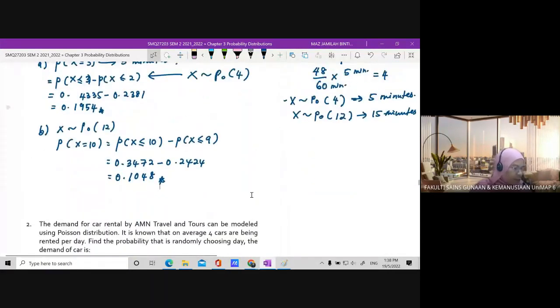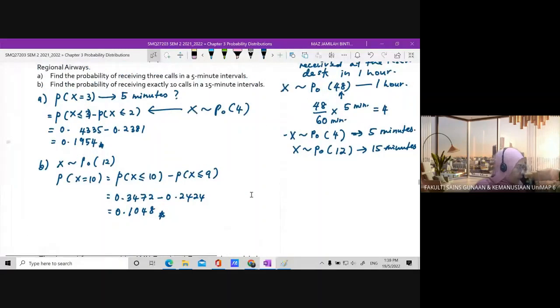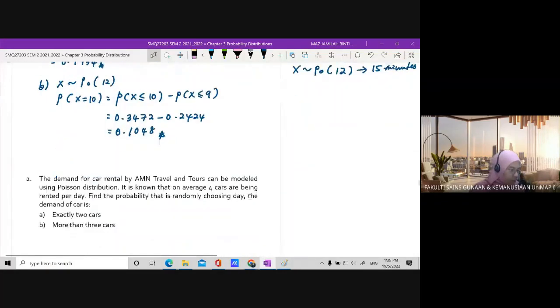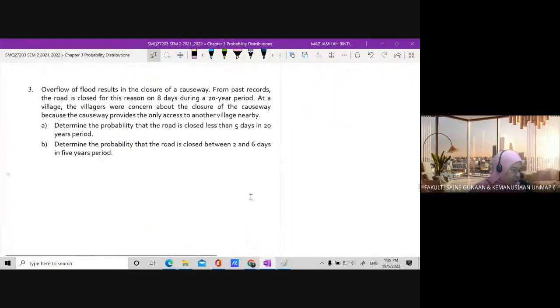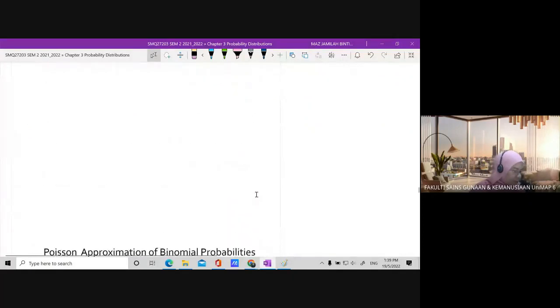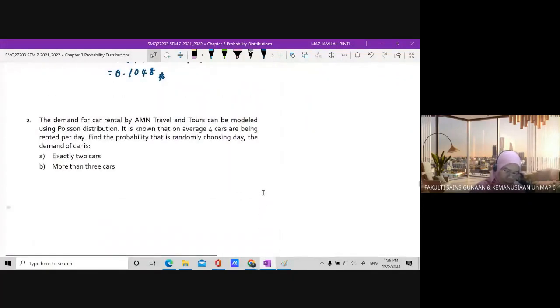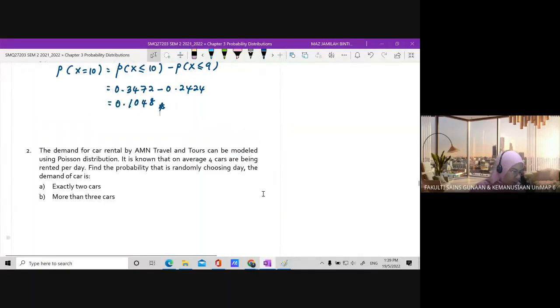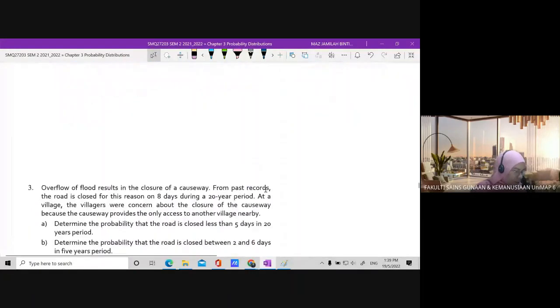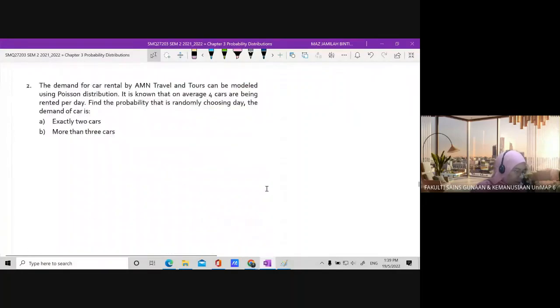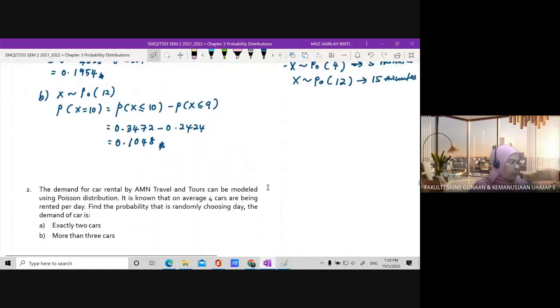Okay, any questions so far, class? Any questions so far? Do you want to do another question or let us move to the last part of my discussion for today's lecture. Any question that you want me to discuss? Poisson approximation. So there are another 2 questions here. I think you can try on your own, the rest of the questions. If you have any question, you can ask me.